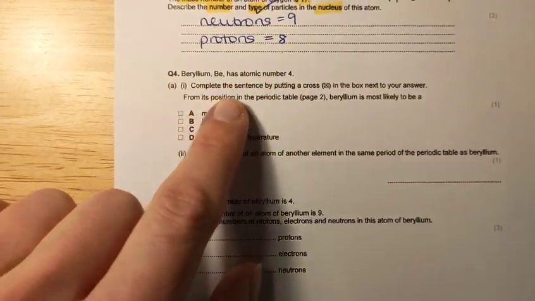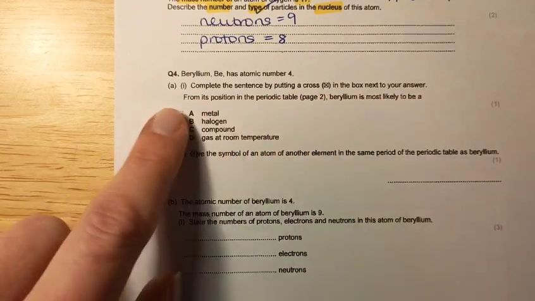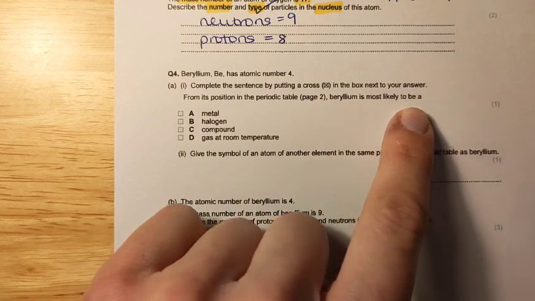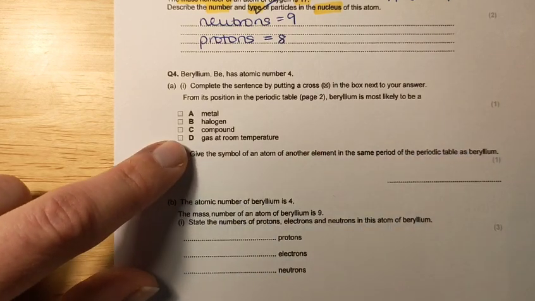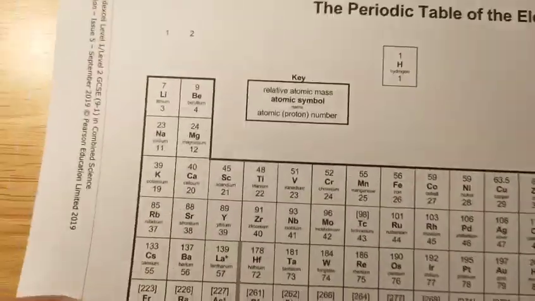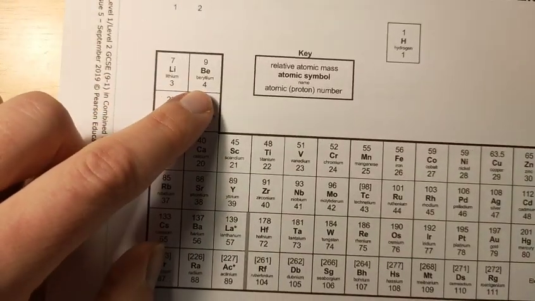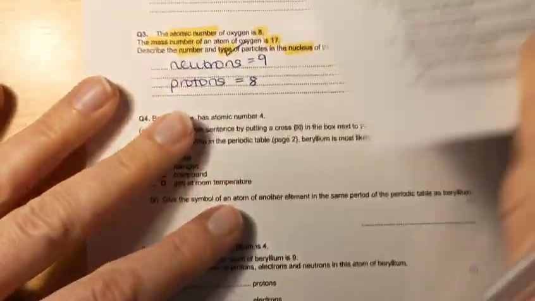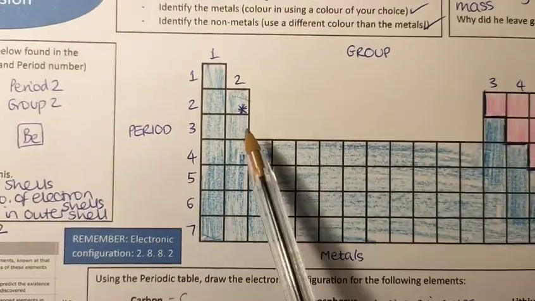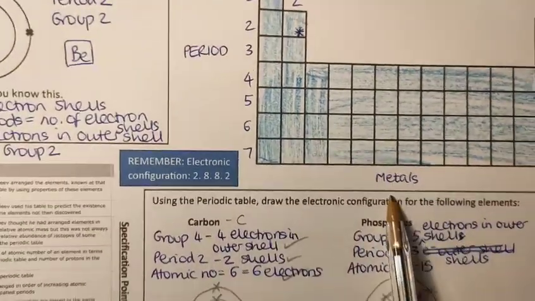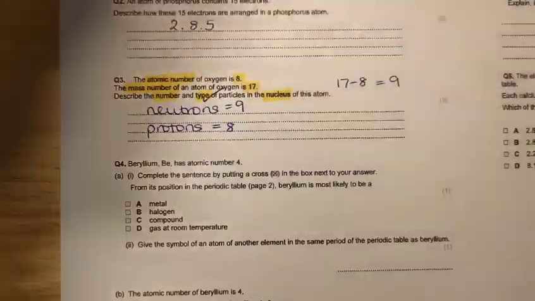Okay, so complete the sentence by putting a cross in the box. From its position on the periodic table, beryllium is most likely to be A. So beryllium, let's find our periodic table. It's atomic number 4. From its position on the periodic table, it's on the left-hand side. Let's go back to this revision sheet. It's on the left-hand side. Oh, look, we'd already said beryllium there. So this one is a metal.